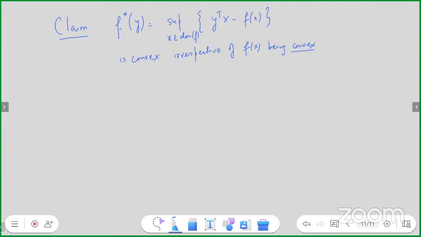Why is it? We don't have to do anything. What we did last class is sufficient. It's a supremum of what? In terms of y, it's just an affine function. It's just y times x minus some fixed quantity. So just by our previous arguments from the last class, this is in fact convex, irrespective of f of x being convex or not. That's the advantage of this function. We're doing these small steps one at a time. They'll all come together eventually.